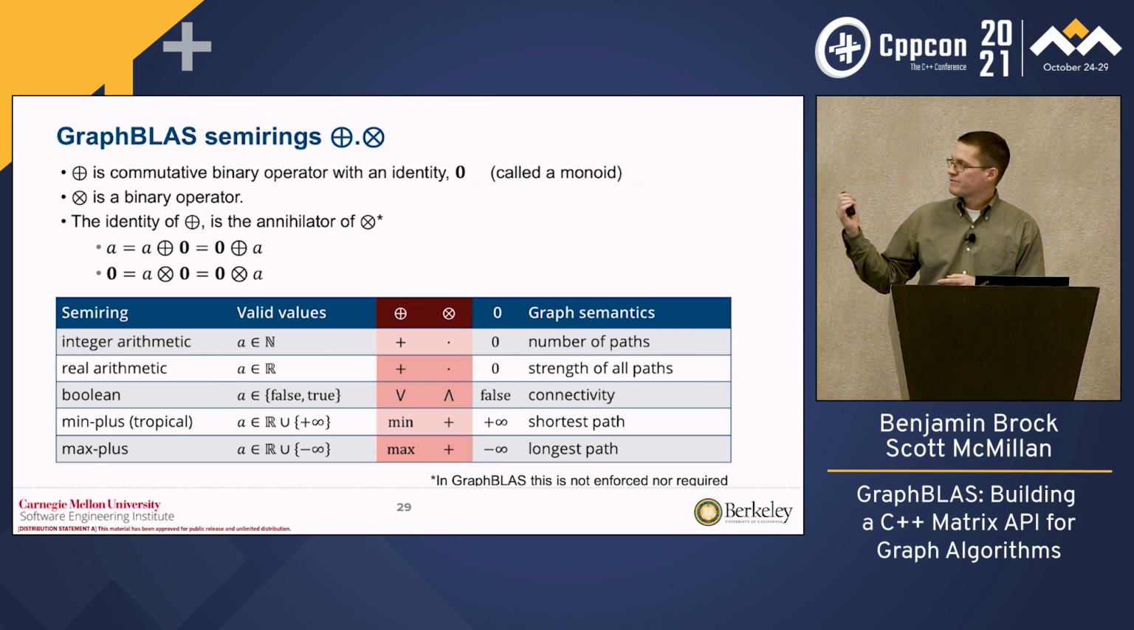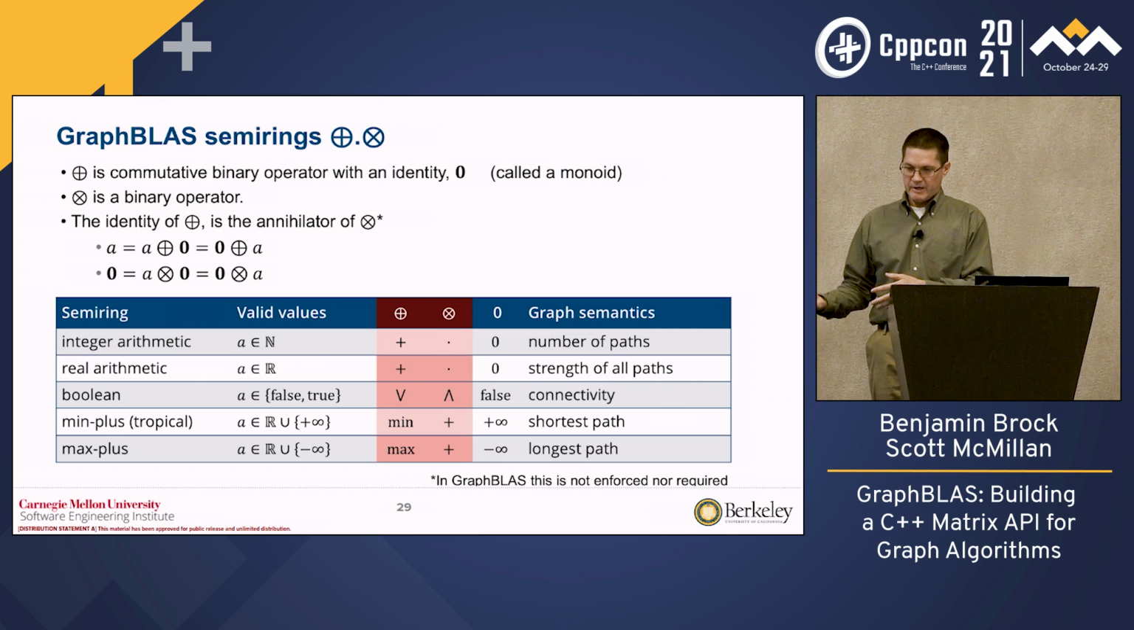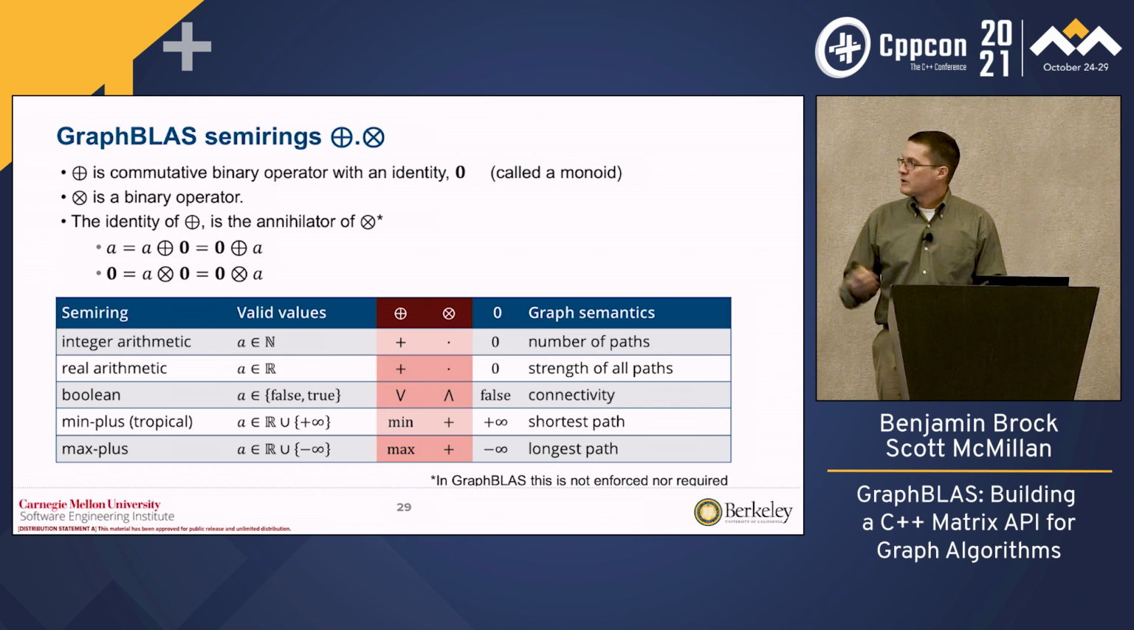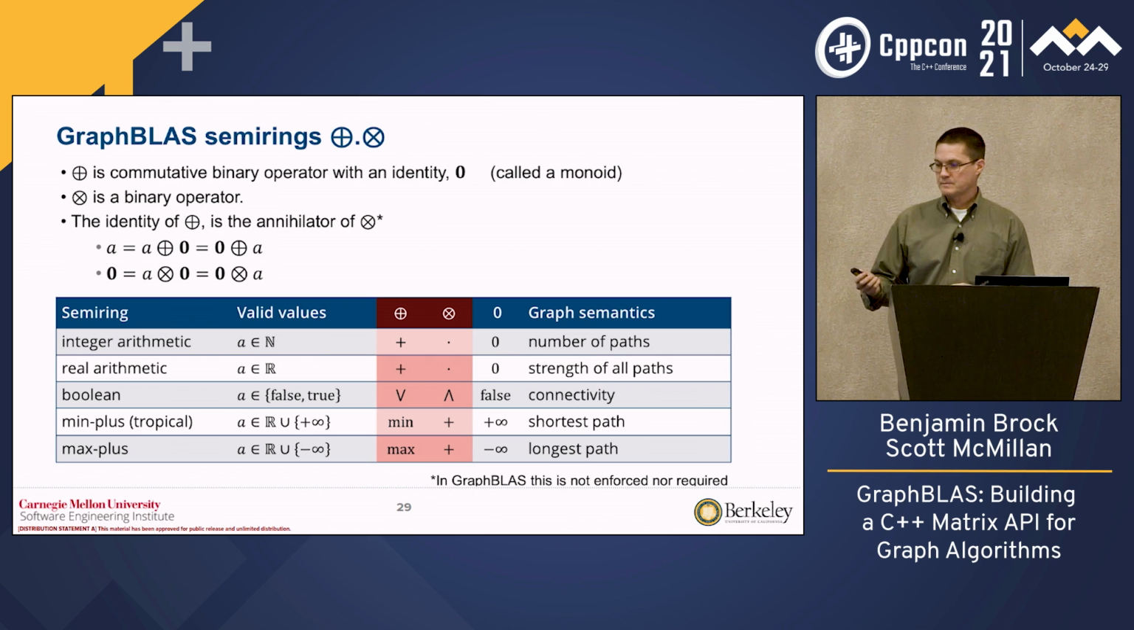And there are a number of useful semirings in the GraphBLAS community. We've talked about integer and real arithmetic. That's normal, traditional linear algebra that you learn. We use a lot of Boolean semirings, so trues and falses are stored in the matrices and vectors. We do and or. And then things like min plus, the tropical semiring, is used in things like shortest path algorithms.